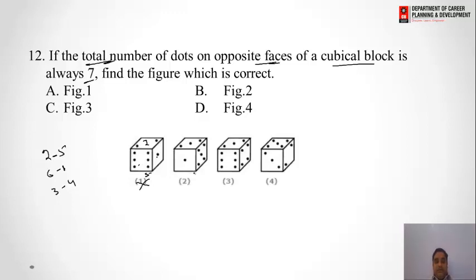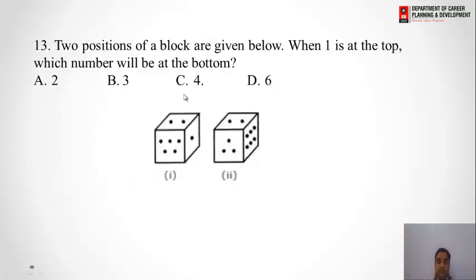In the next one, we can say 3 and 4. Option 3 cannot be the answer because 3 and 4 are adjacent to each other. That cannot be the answer. And here 5 and 2 are adjacent to each other. That cannot be the answer. So the answer is only dice 2. That figure 2 is the right answer for this question. The next one.